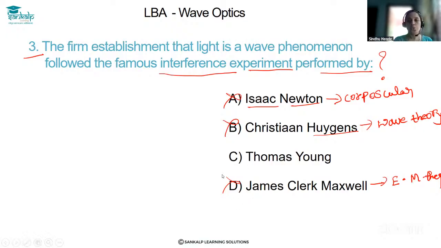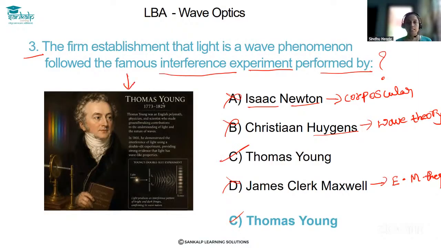The correct option is option C, Thomas Young. Look at this image. This is the image of Thomas Young. He is the very famous scientist who discovered the interference experiment. We call it Young's double slit experiment. This is related to the interference pattern. So the correct option is option C, Thomas Young.